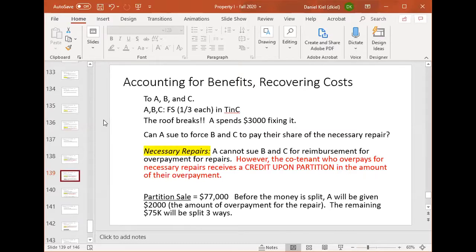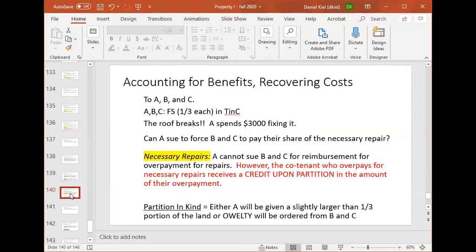Yeah. So I have another question. If they're doing a partition, if they just partition the land and not the sale in kind, would they get extra land? Yeah. So that's this one. It is a partition in kind instead.